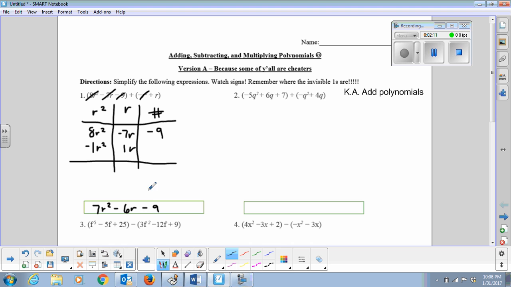Okay, so this should have been what you got for number 1. You got 2 points for setting up your table correctly and 1 point for getting your signs correct for all of your groups.